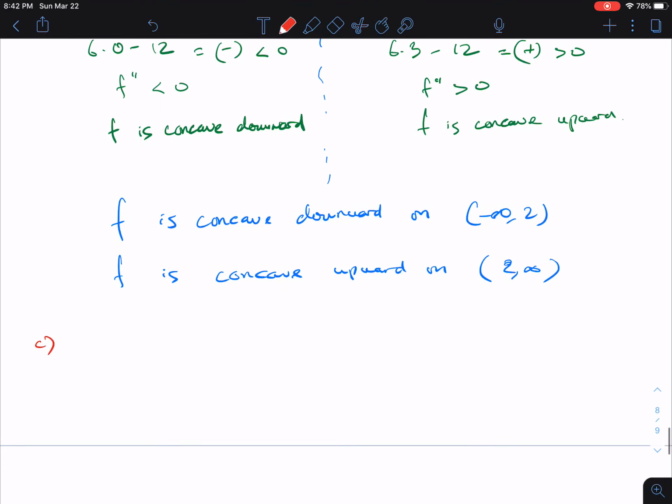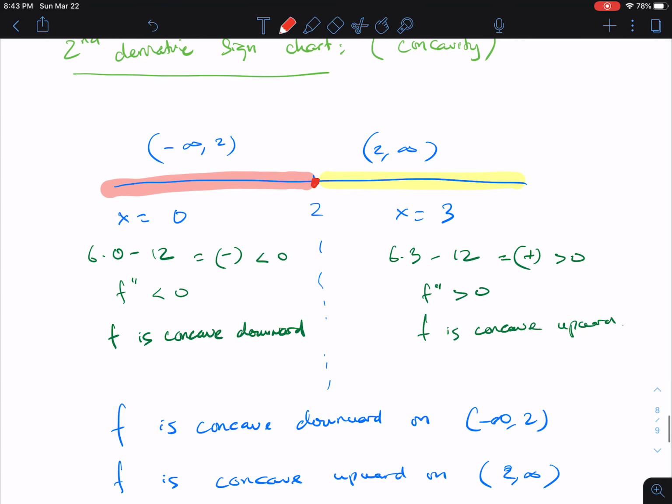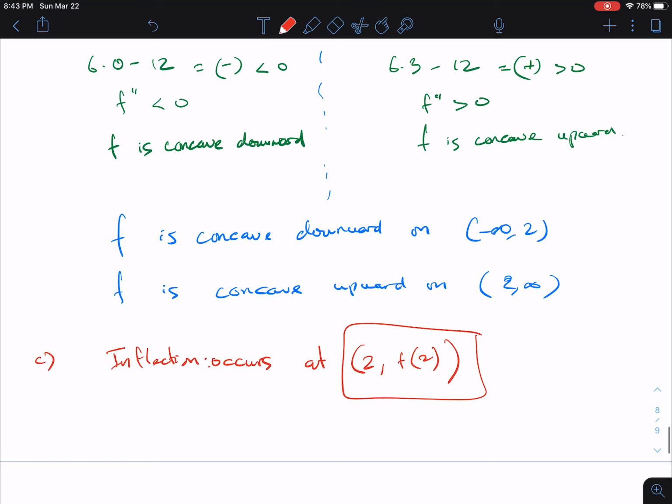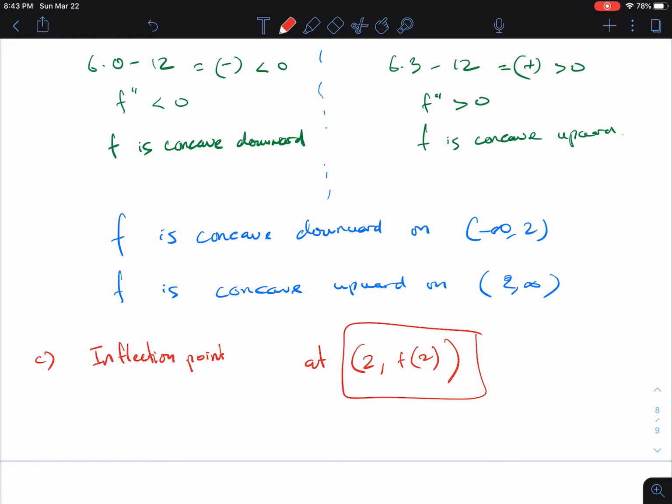Part C, the inflection point occurs when x is 2, because we have a concavity change at that point, and the y coordinate is f of 2, whatever that is. So this is the inflection point. Once we have concavity changes, we can determine the inflection point pretty easily. So let me write: inflection point occurs at 2, f of 2.